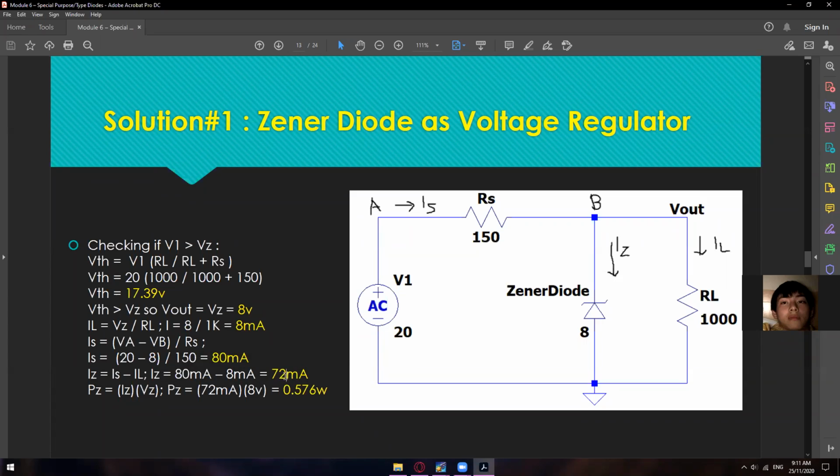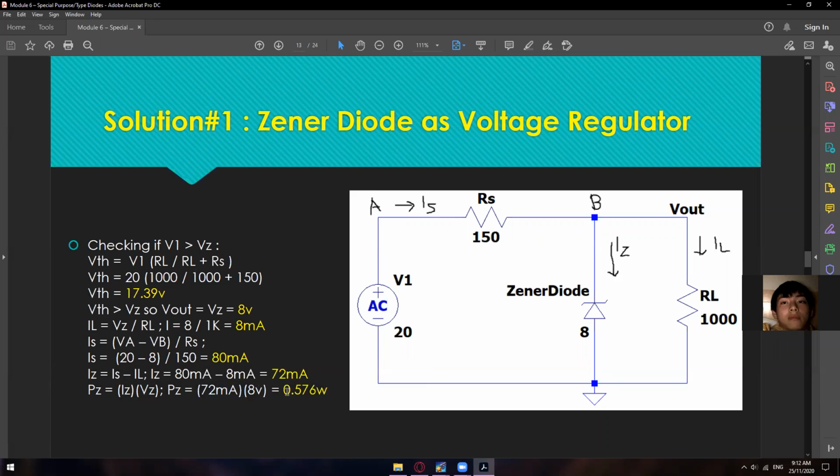Okay. And the last one is the power dissipated across the Zener diode. So again, it's the same formula with our power that we're using before. P is equal to I times V. So for you to be able to get the power in Zener, you have to get the current of the Zener and then the voltage of the Zener also. So just substitute their corresponding values, wherein IZ is 72 milliamps and VZ is 8 volts. So just do the math, then you will get 0.576 watts.